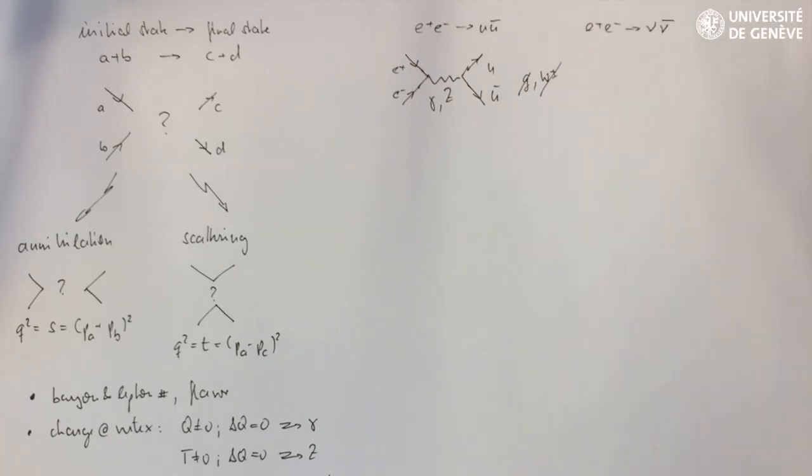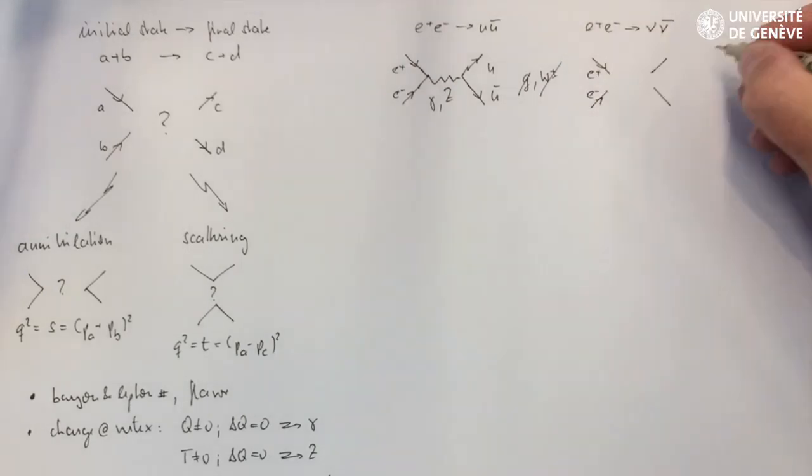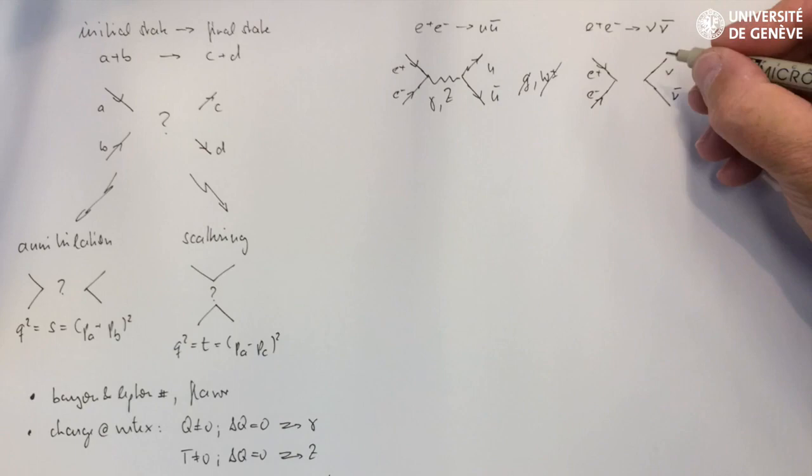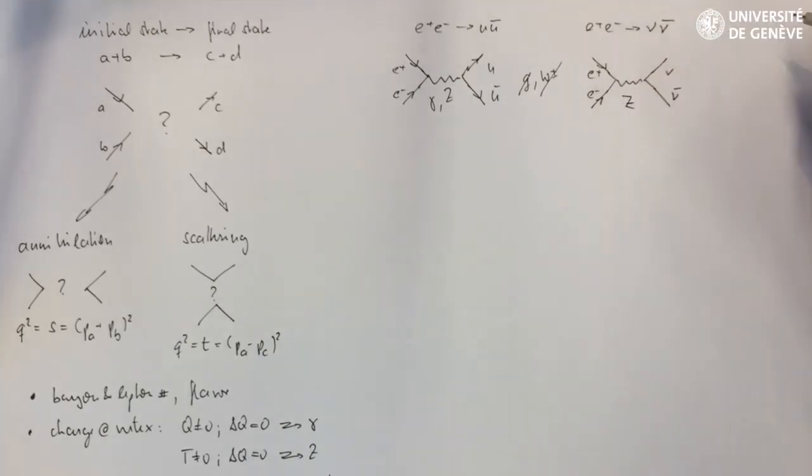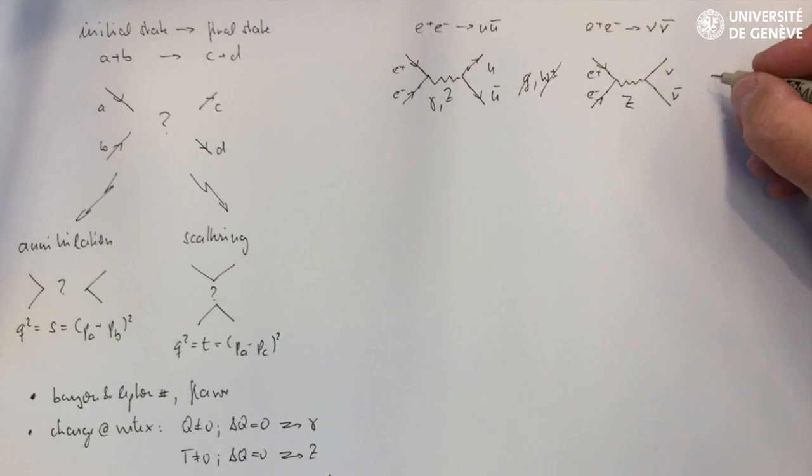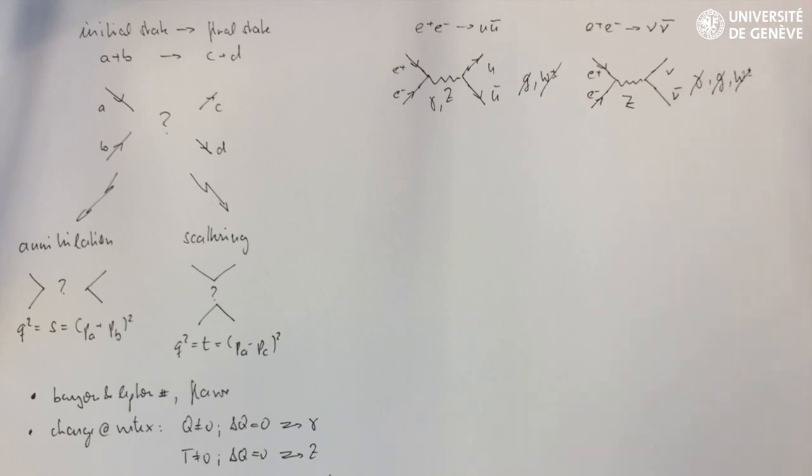The second example is the process e plus e minus goes to neutrino anti-neutrino. Unless the neutrinos are electron-type neutrinos, this is again an annihilation process. It proceeds via the exchange of a Z boson. It cannot proceed via photon exchange because the neutrino doesn't carry electric charge, and neither the electron nor the neutrino are colored, so gluons cannot be exchanged. The charge is not changing at the vertex, so W plus or minus exchange is also excluded.